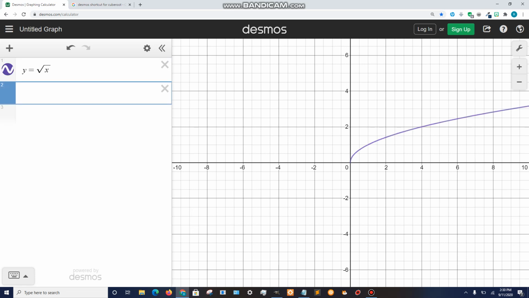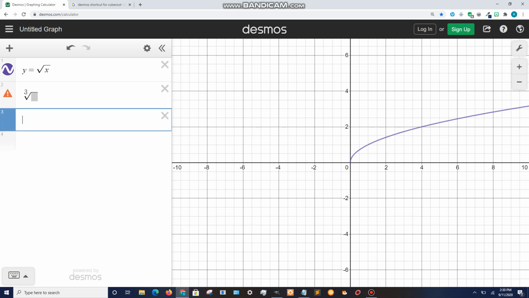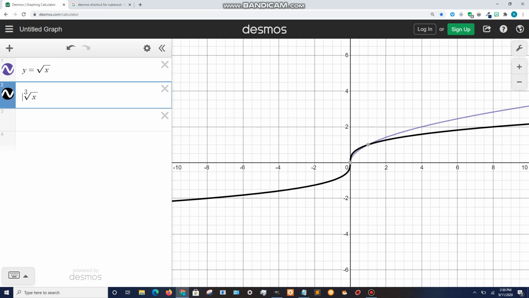If you want to do any kind of root, actually, but I'm going to use it for the cube root, you do nth root, like that. See? Watch this. It's the nth root. And so I can type a 3 in here and then move my x into here. And it looks like that. Okay. So those are my two parent functions.